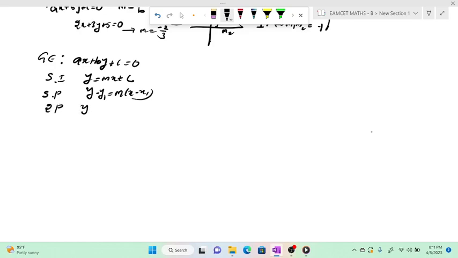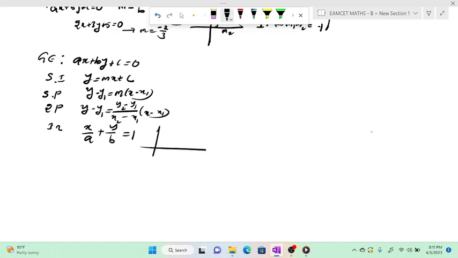is y minus y1 equals y2 minus y1 by x2 minus x1 into x minus x1. Equation of the straight line in intercept form. Intercept form is x by a plus y by b equals 1. This is the equation of the straight line in intercept form.